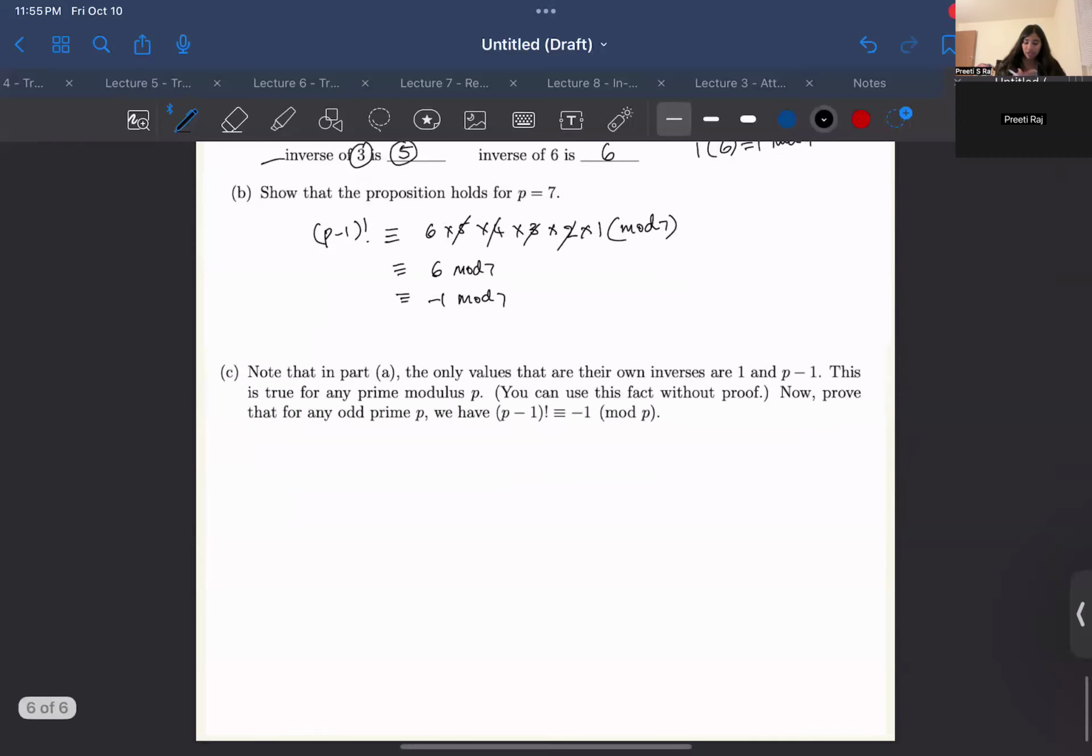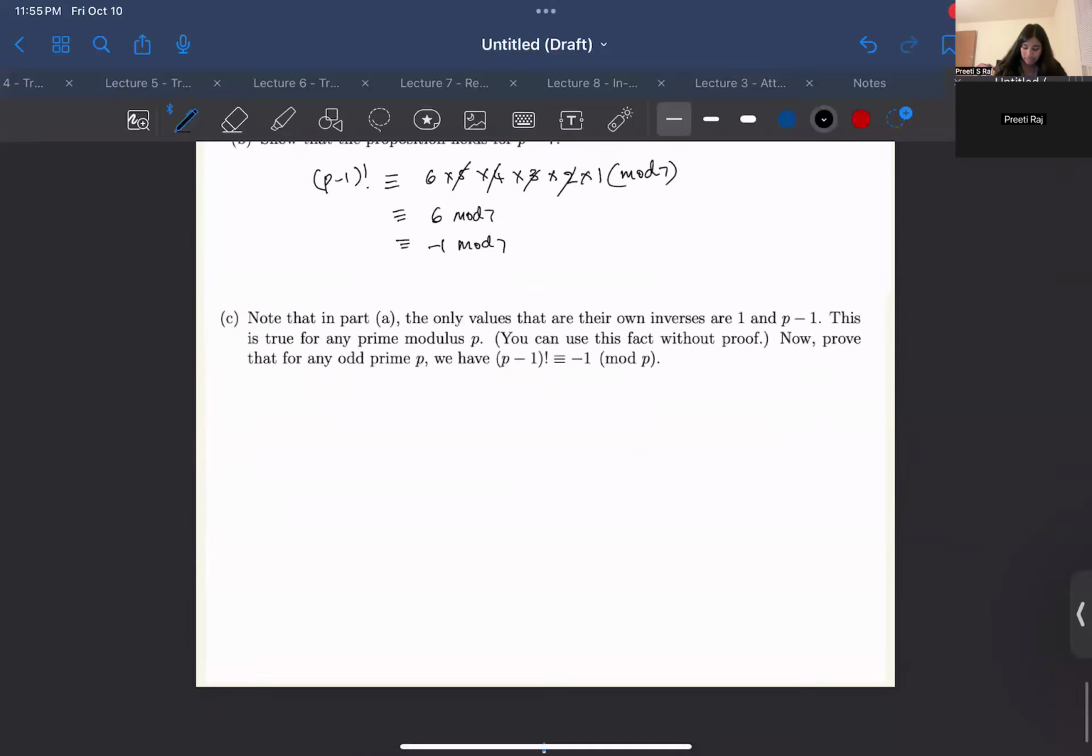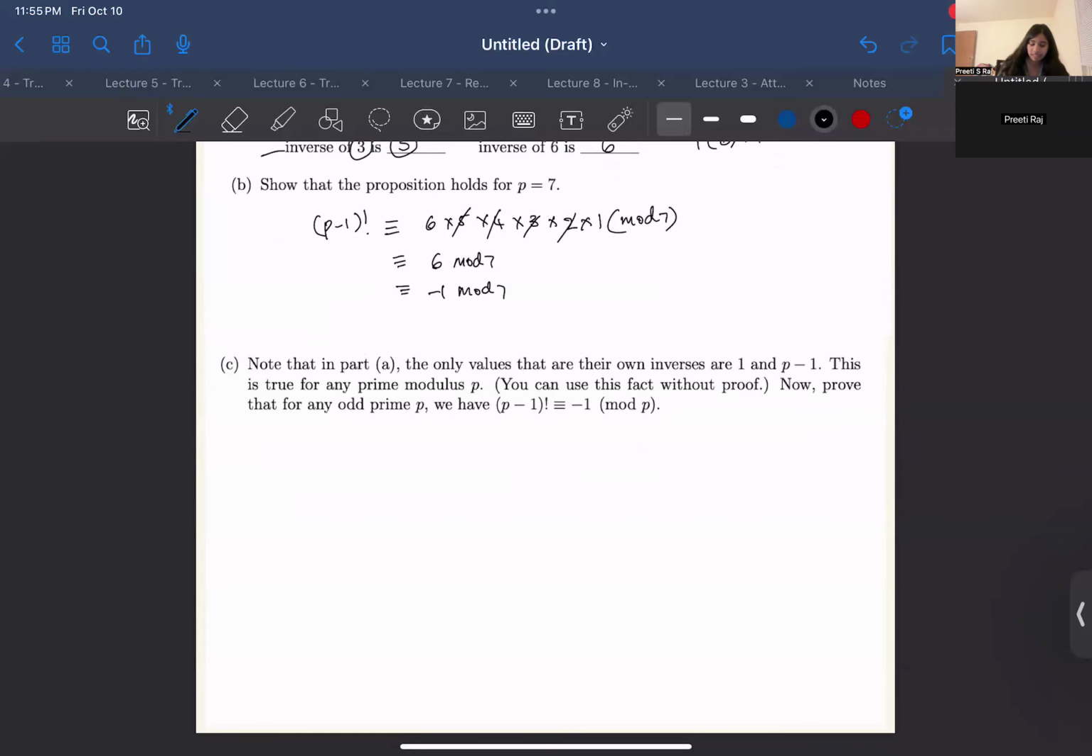And that's the case for all of the numbers except for 1 and p minus 1. So ultimately we're going to end up with p minus 1 mod p, which is minus 1 mod p. So I guess that's going to be the entire proof. So let's write it out and see how that goes. So I need to show (p minus 1) factorial and compute this.